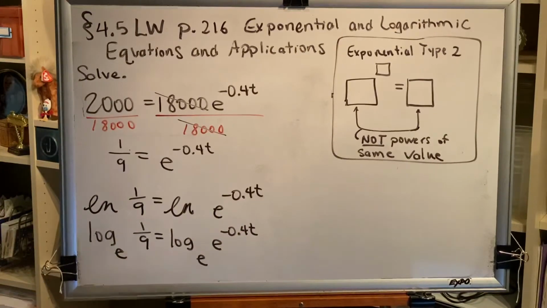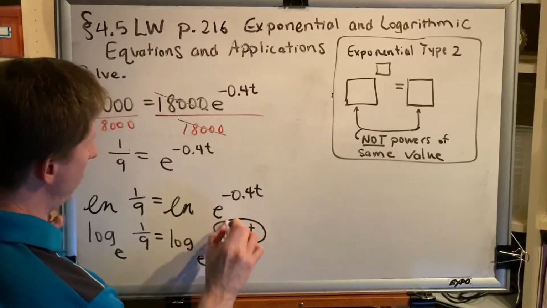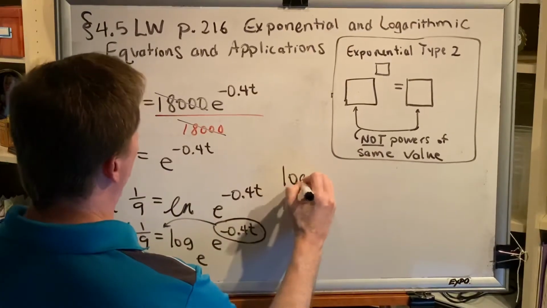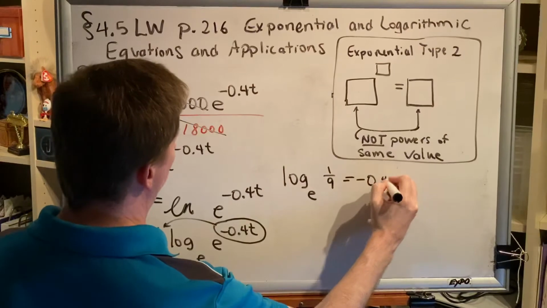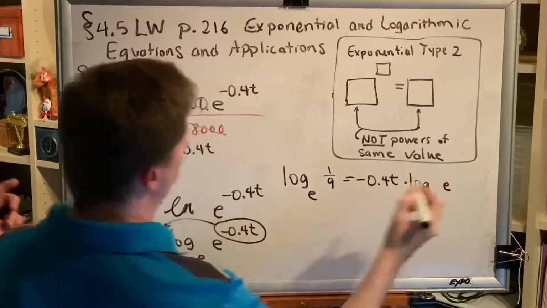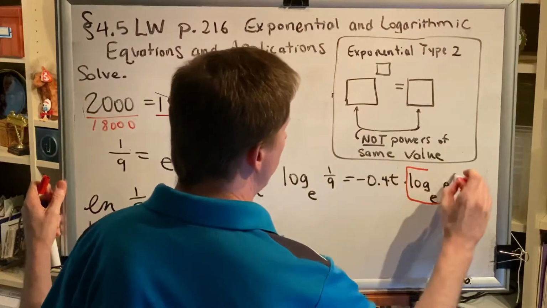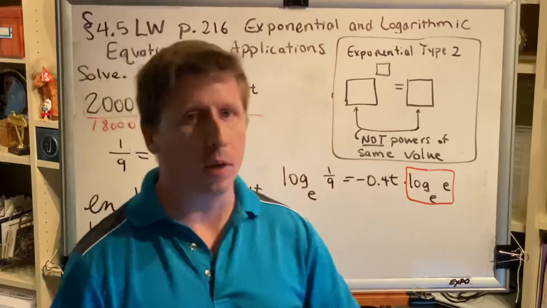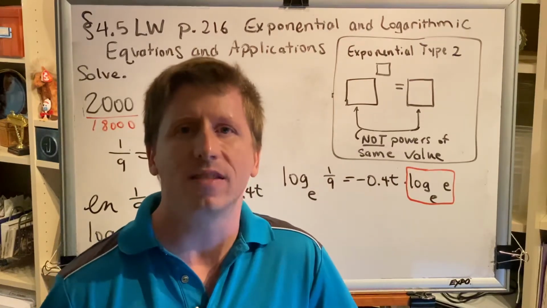Now, this second form is particularly convenient for us, as we'll see in a moment. We're going to move this exponent to the front of the log using our power property. So then we will have log base e of 1/9 equals negative 0.4t times log base e of e. And I'd like you to notice that at this moment, we have a logarithm whose base and whose argument are both numbers. Whenever it happens that the base and the argument are both numbers, you should stop and ask yourself this question. Can I rewrite that as an integer?